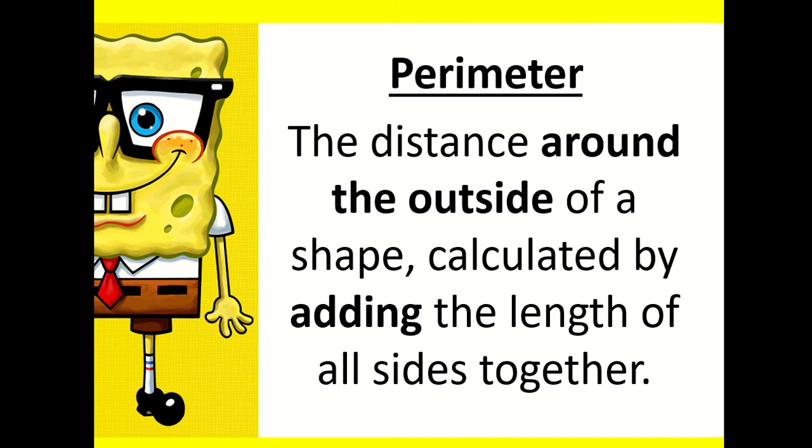Okay, so if you think about a garden, which might have a hedge or a fence around the outside, that is called the perimeter. So we're looking at the length of the outside, and we work that out by adding the length of all the sides together. Let's have a look at some examples.